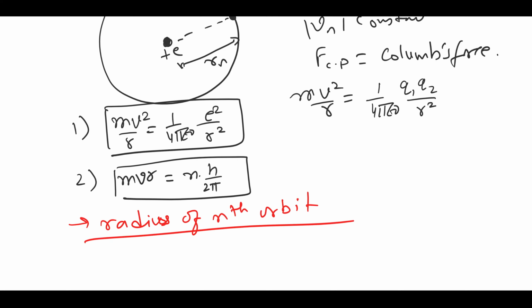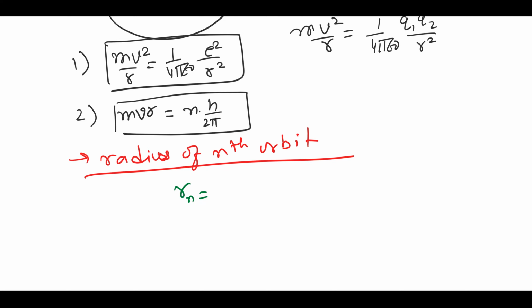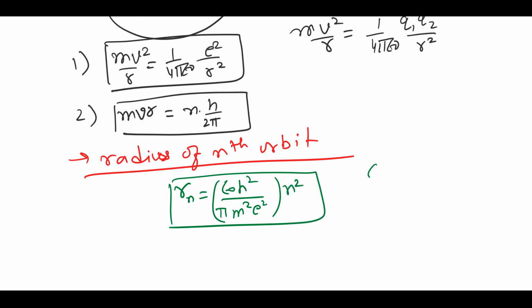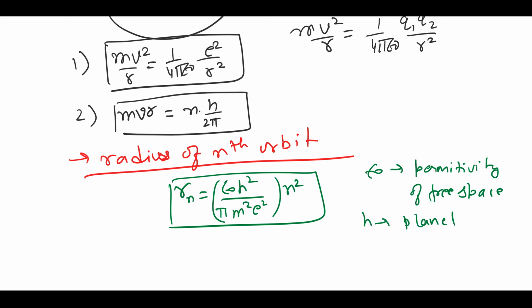is given as Rn equals epsilon naught h square divided by pi m e square into n square, where epsilon naught is the permittivity of free space, h is Planck's constant, pi is 3.14, m is the mass of the electron, and e is the fundamental charge.